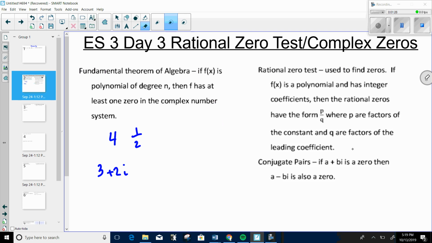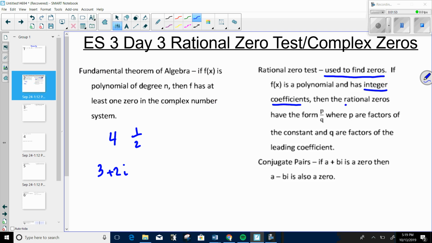So what we have is something called the rational zero test. What you do is you use it to find zeros. So you use the rational zero test to find zeros. So it says if f of x is a polynomial and it has integer coefficients, so make sure your coefficients are integers, make sure all your a, b, c's are 1, 2, negatives, positives, zeros, and so forth, they will have the rational zeros.